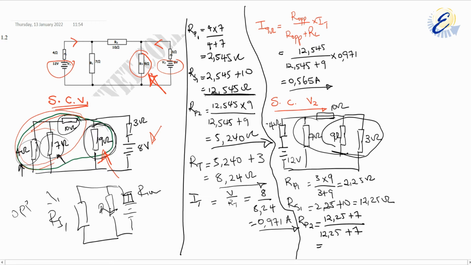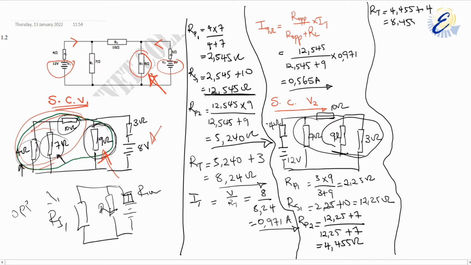12.25 multiplied by 7, over 12.25 plus 7. That will give us 4.455 ohms. And then lastly, our total resistance will be 4.455 plus our 4, and this would be 8.455 ohms. This is our total resistance.